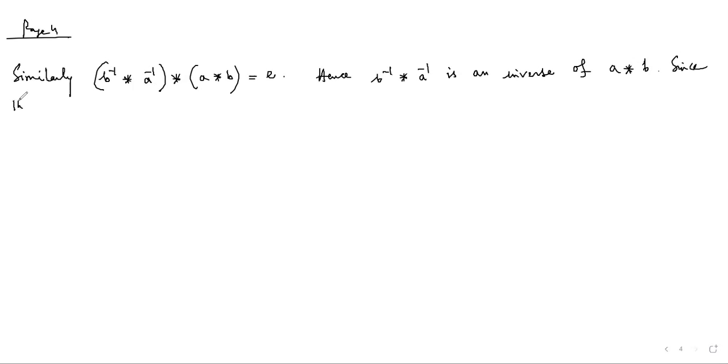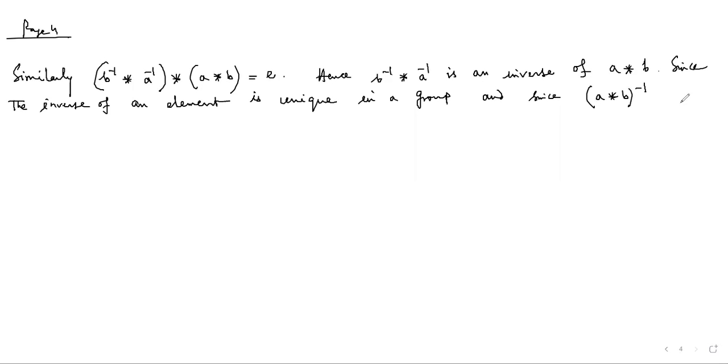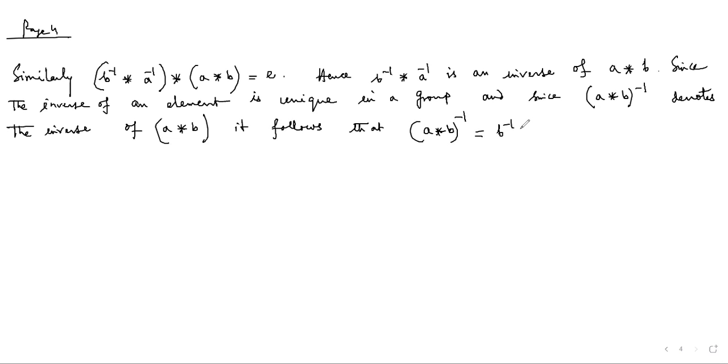since the inverse of an element is unique. Inverse of an element is unique in a group, and since (A star B) inverse denotes the inverse of A star B, it follows that (A star B) inverse is equal to B inverse star A inverse, and that proves the result.